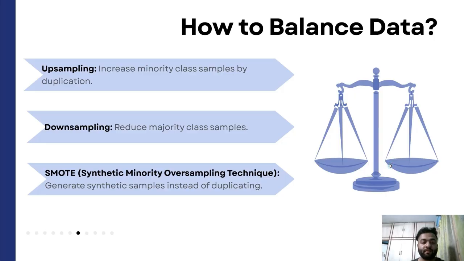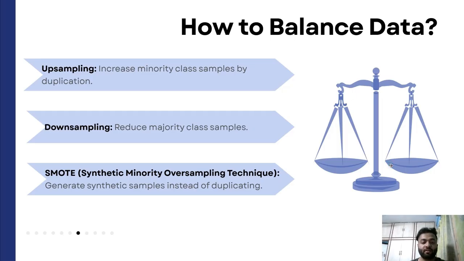the dataset. Downsampling. This technique reduces the majority class by randomly removing samples. For example, if 10,000 legitimate transactions exist, but only 500 fraudulent cases, we reduce the majority class to match the minority class. SMOTE, that is, synthetic minority oversampling technique.